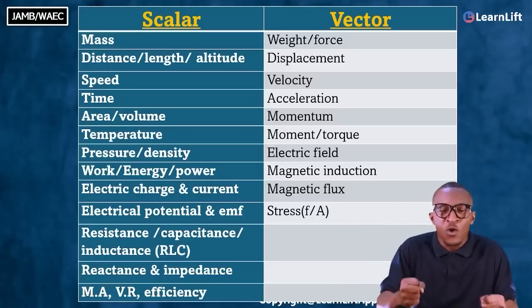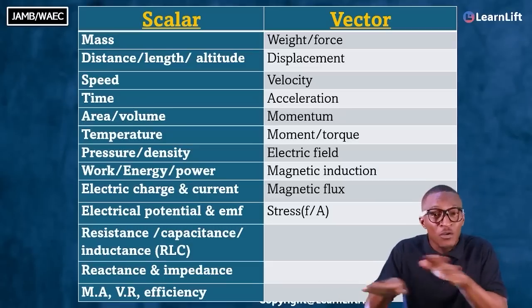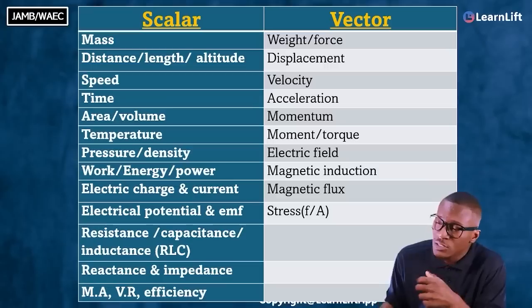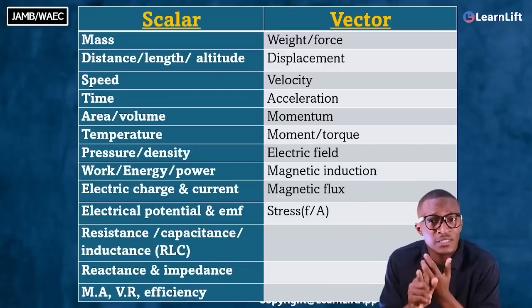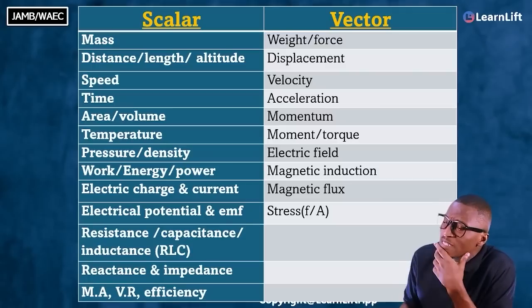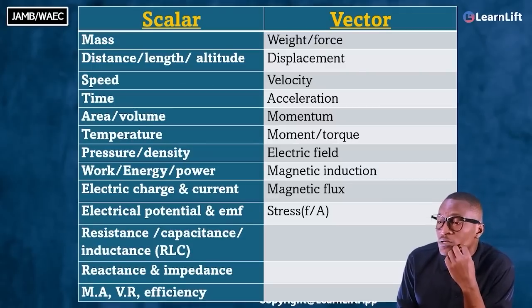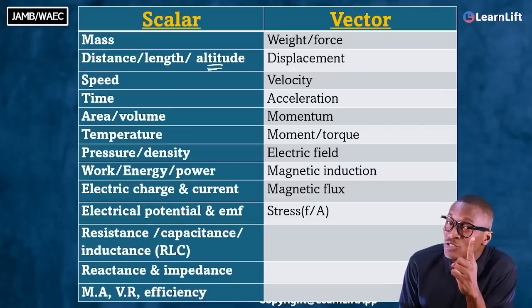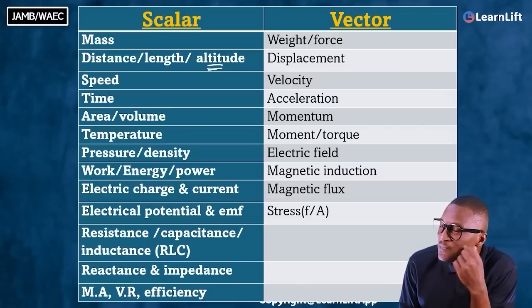So mass is scalar. Weight and force are vector. Your distance, length and altitude are scalar. Take note, altitude, constant in past questions, is scalar, while displacement is vector.